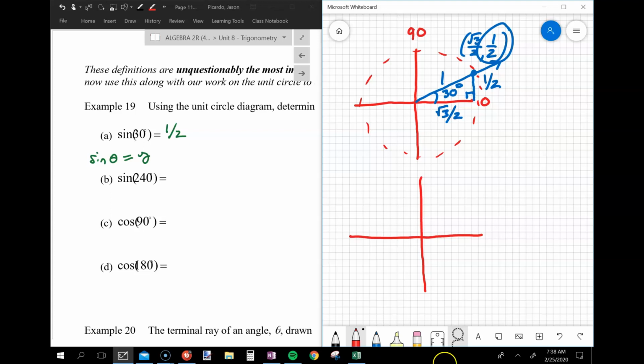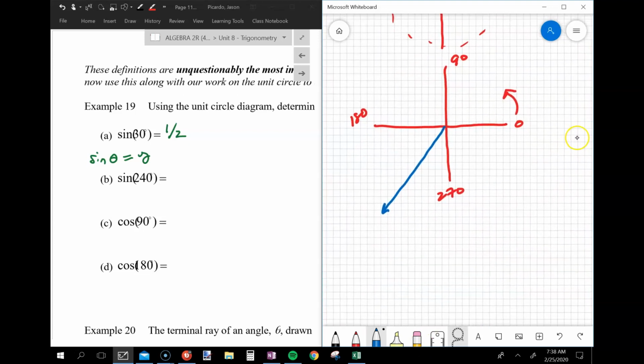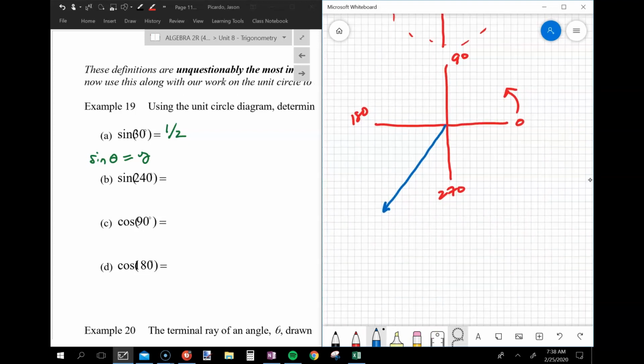Where's 240 going to put me? Well, I'm going to go this direction. So this is 0, this is 90, this is 180, this is 270. So 240's got to put me over here. All right. What would be my reference angle? Where do I want to go? Do I want to keep going all the way around or go back to the 180? Back to the 180. How far is it to go back to the 180? 60 degrees.